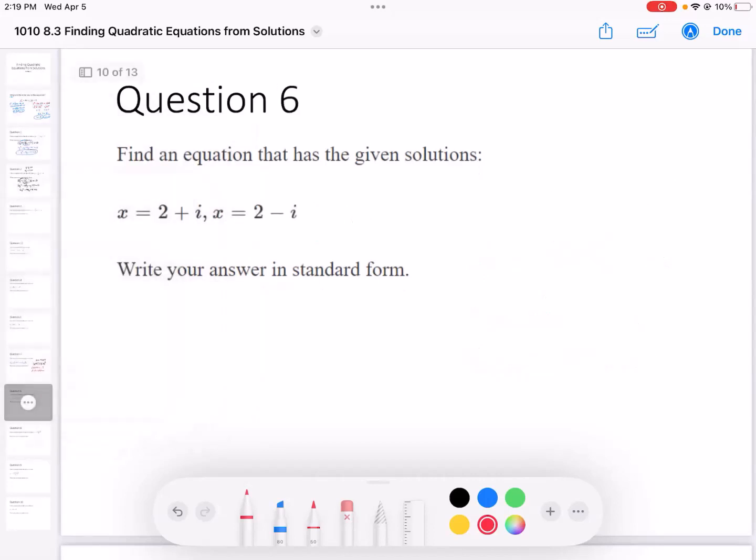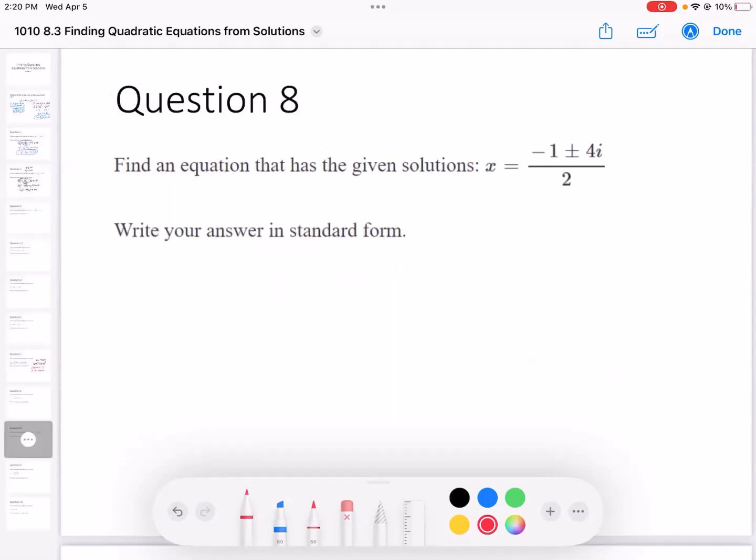Let's do this one. So in this one, the two solutions are already written in plus or minus form. And what do you guys think the first step would be to solve this one? Times by 2, yep. So that will give us 2x equals -1 plus or minus 4i. Then what would my next step be? Yep, add 1, because I want to get the plus or minus stuff by itself. And now I have that. I have plus or minus 4i. What do I do next?